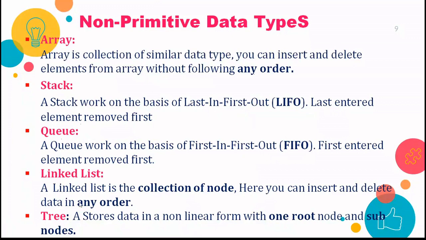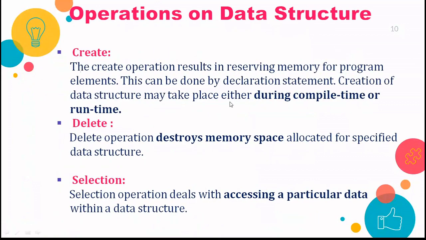Then we have tree, and it stores the given data in non-linear form, and it forms the shape of a tree, or you can say it looks like a hierarchical tree, where the topmost node is called the root, and the other nodes are called sub nodes, and the sub nodes are basically the internal nodes and the leaf nodes, which we will better understand when we study tree in detail, right?